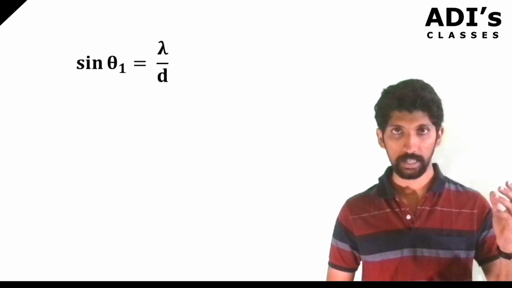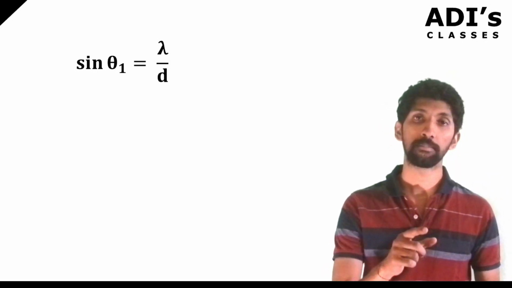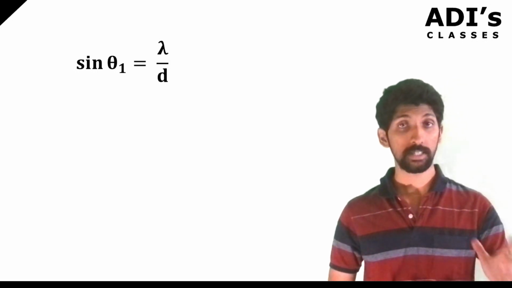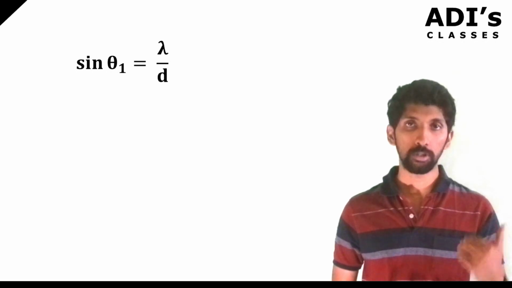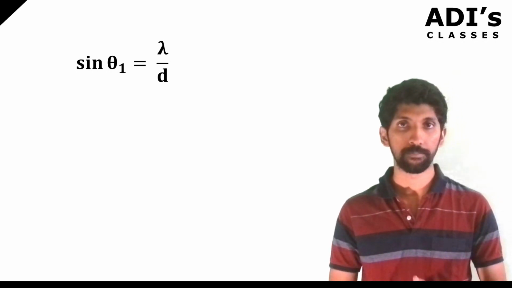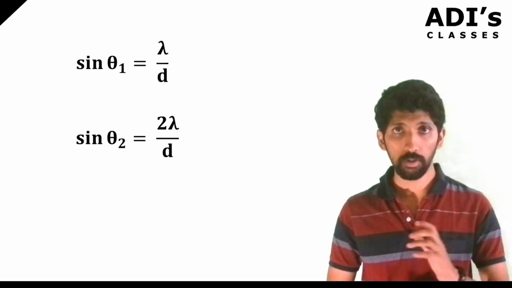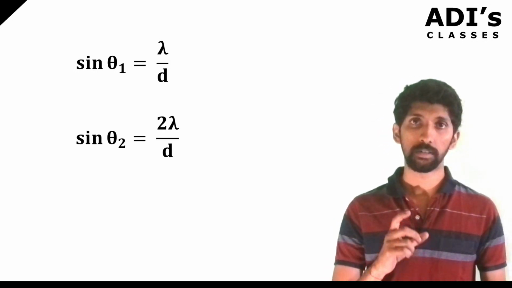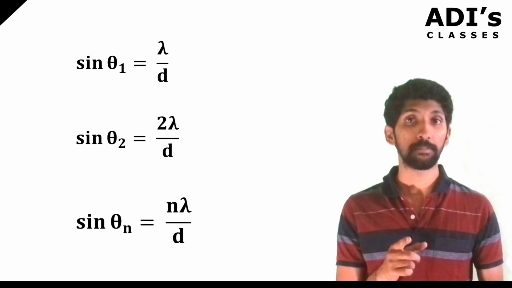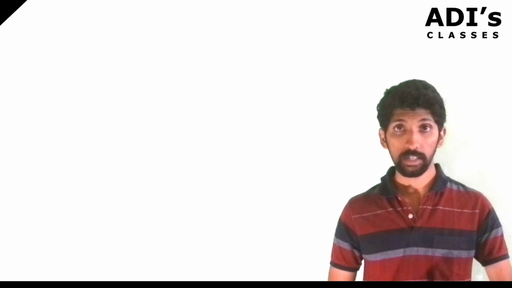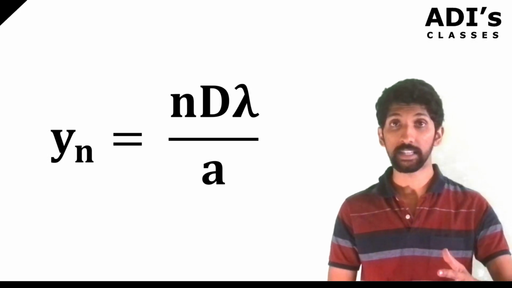or if let's say theta is equal to theta 1, then we have sin theta 1 is equal to lambda by a, right? So this is the first secondary minimum. Now for the second secondary minimum, we have sin theta 2 is equal to 2 lambda divided by a. Similarly, sin theta n is equal to n lambda by a, correct? Now the distance of the dark fringe or the minimum, yn is equal to n D lambda divided by a. This we got by comparing the two angles, that is tan theta n and sin theta n, correct?